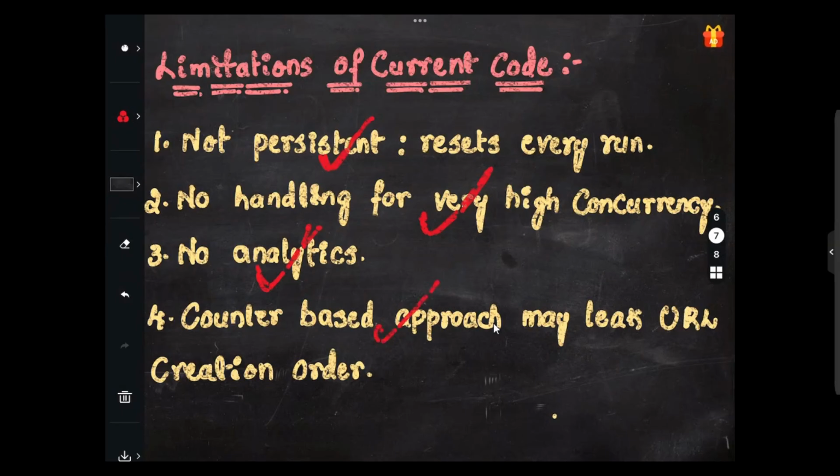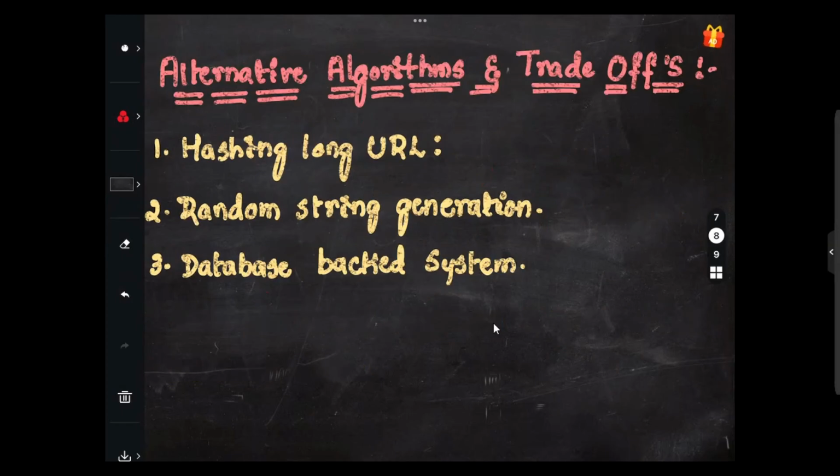As I've said, this is just for the demo purpose, right? Counter-based approach may leak URL creation order. This is one of the limitations. So these are some of the limitations I wanted to discuss with you guys. Now let's move on to the final one here: alternative algorithms and the trade-offs, right?